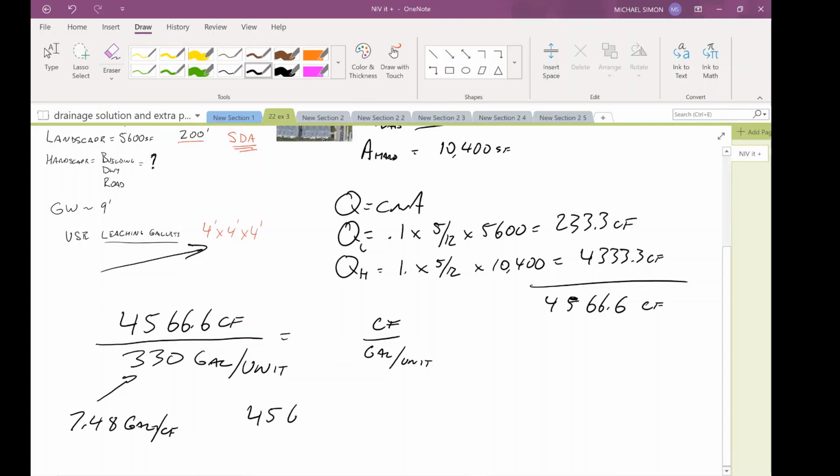So 4566.6 cubic feet divided by 44.11 cubic feet per unit. And each unit is a leaching galley. So 4566.6 divide 44.11, 103.52 leaching galleys.